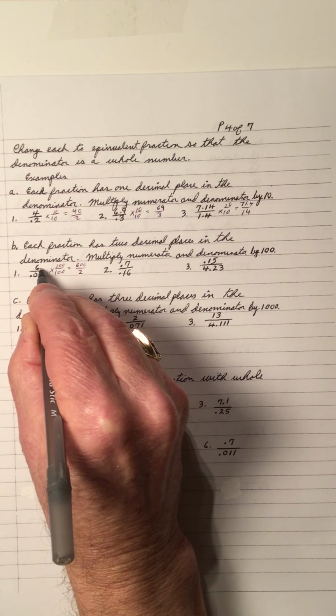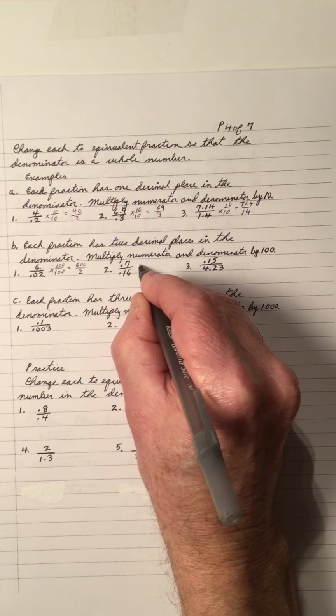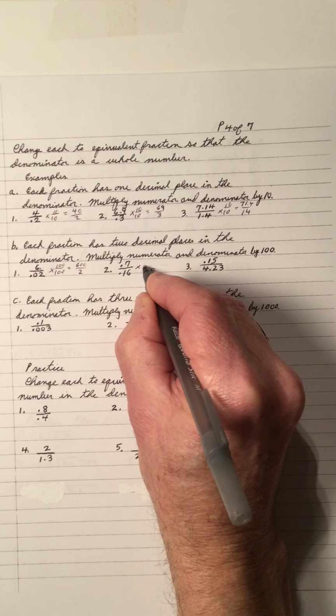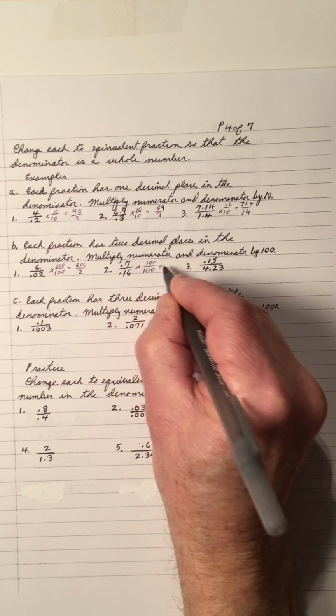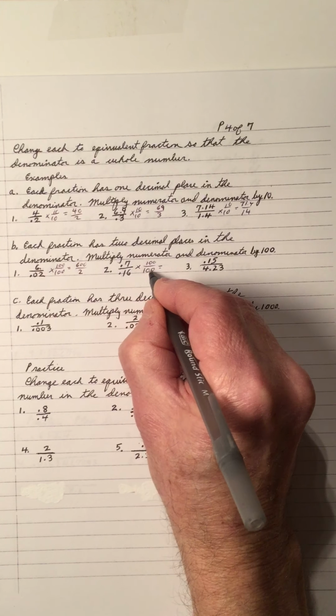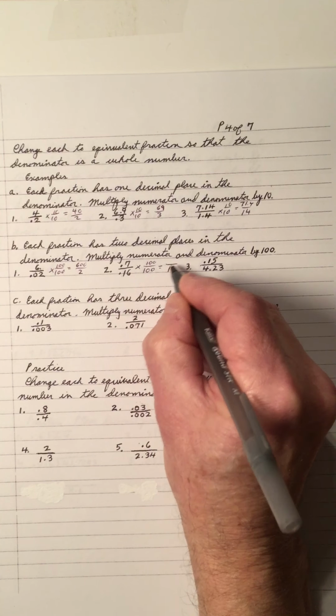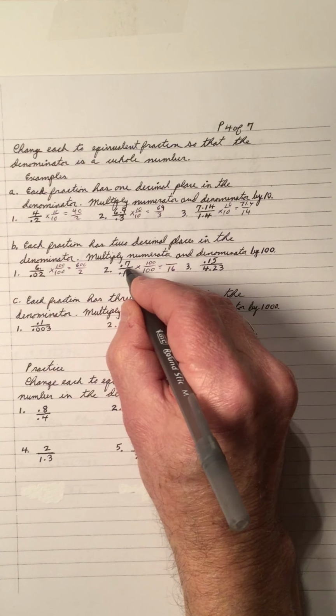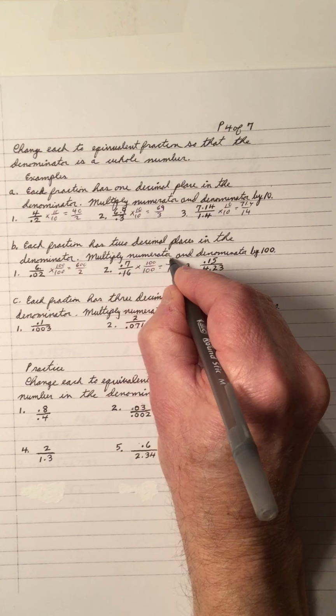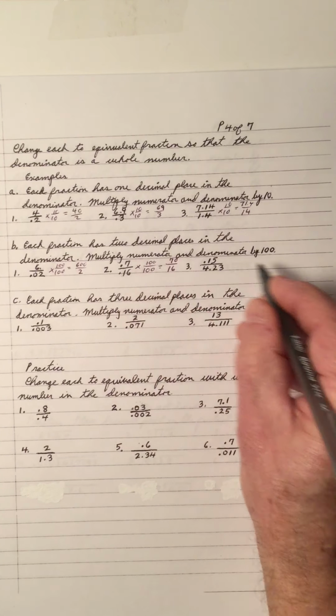So when you move it two places, you get 1 and 2 zeros. Decimal 16: to get rid of the decimal in your denominator, you multiply by 100. Decimal 16 times 100 is 16, two places to the right, 1, 2. Decimal 7 times 100 is two places, so 7 and then a 0.